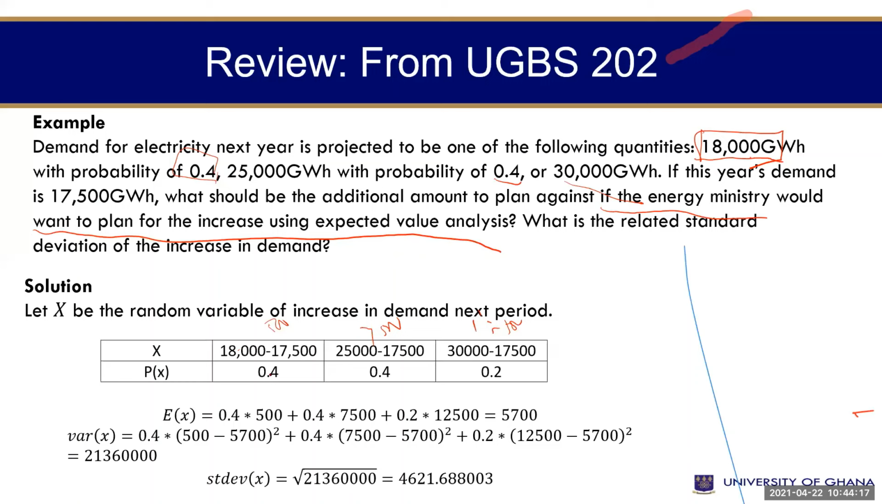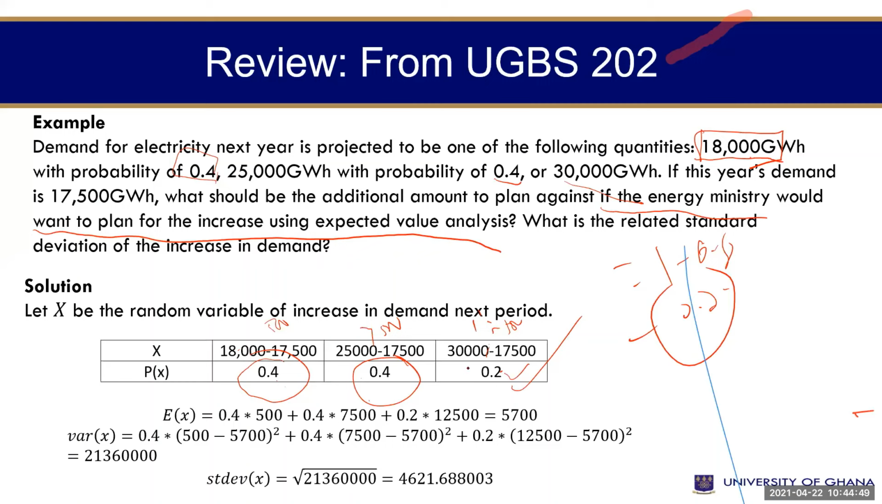We are given that for 18,000 the probability is 0.4, 40%. That for 25,000 demand is also 40%. Remember, we said the sum of all probabilities should be equal to 1. So if we know the probability for these two, then the last one should be 1 minus the addition of the two, which is 0.8. That's 0.2. So that's the probability.